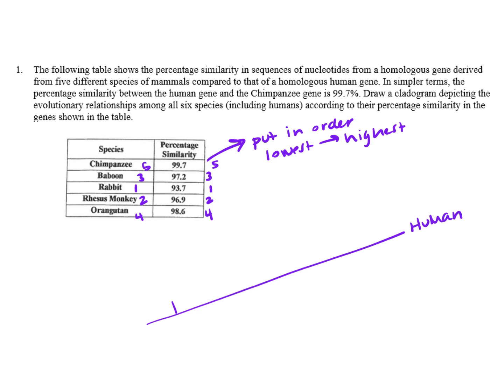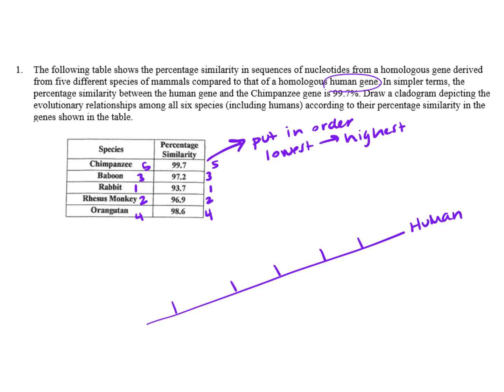So it says similarities derived from a homologous of the human gene. So I know we're trying to get to a human. So remember, the closer an animal is in terms of lines, the closer related it is. So I'm going to need 5 lines here. Okay, this is a cladogram.